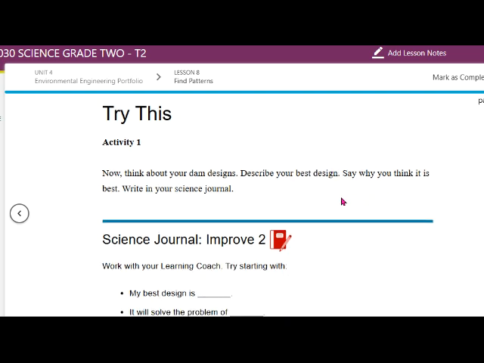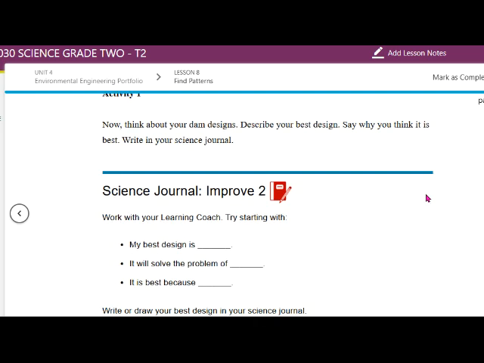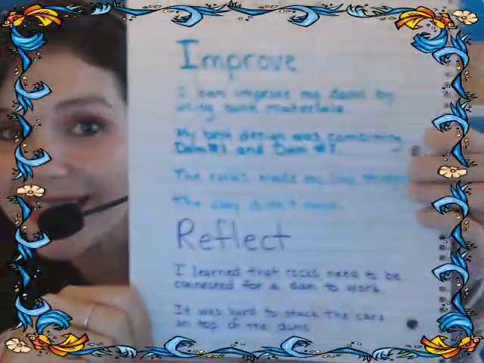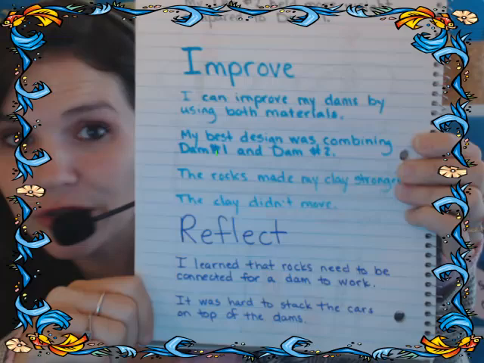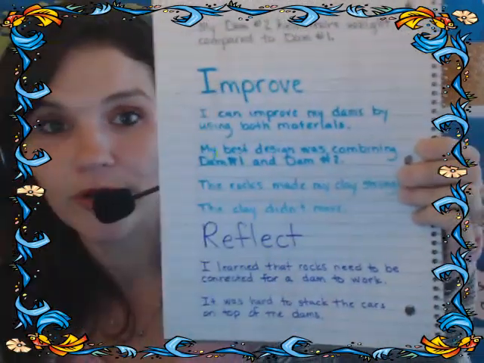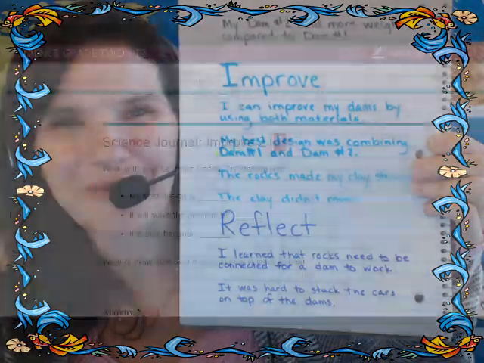All right, so think about your dam designs and describe your best design. Say why you think it is best and write it in your science journal. So here are some of those sentence starters. My best design is blank. It will solve the problem of blank. And remember, if you don't want to write sentences like I did, it says you can draw pictures too. So you could draw pictures of your new and improved design and add that into your improved section. That would be fine as well.